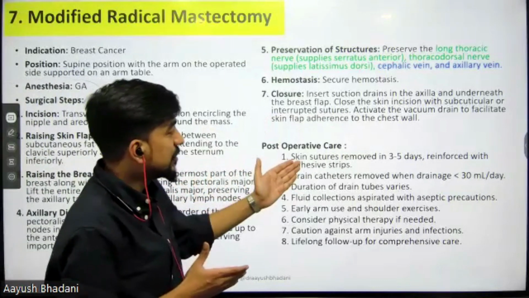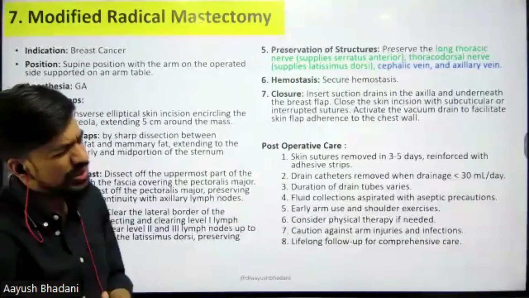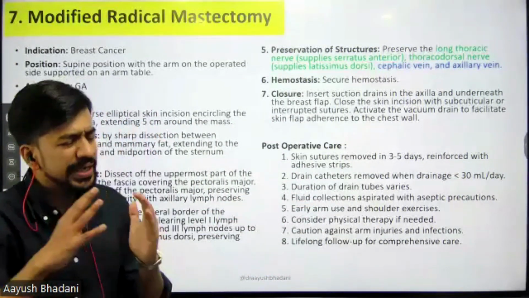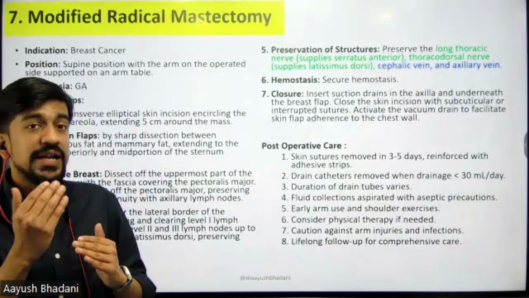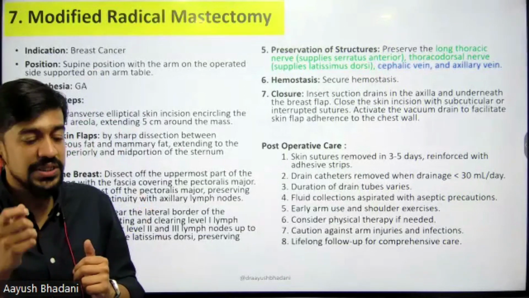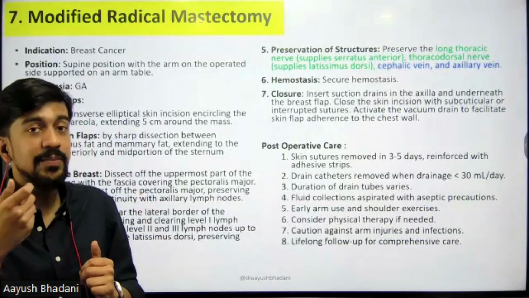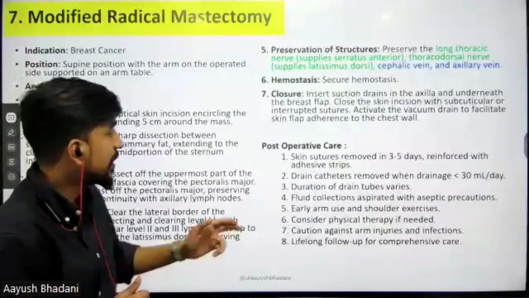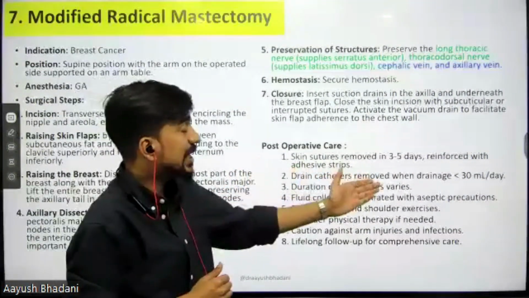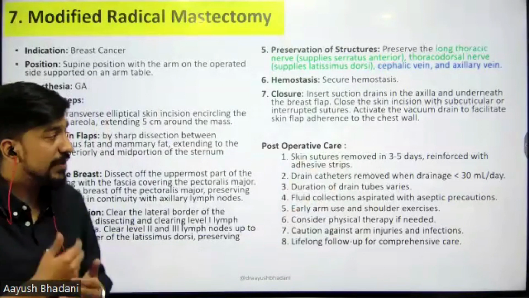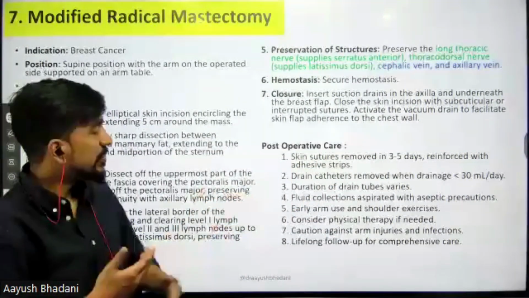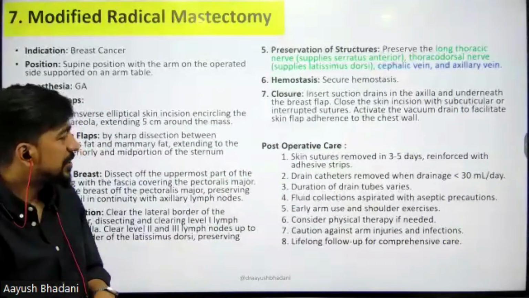You have to remove the skin sutures in 3 to 5 days. We usually go for 7 days. And also we need to make sure that while raising the flaps, they must not be very thin, because if it is very thin, it might end up getting necrosed. You don't want that. Drain catheters are removed when drainage is less than 30 ml per day for 2 consecutive days. Again, duration of the tube varies depending on the patient.